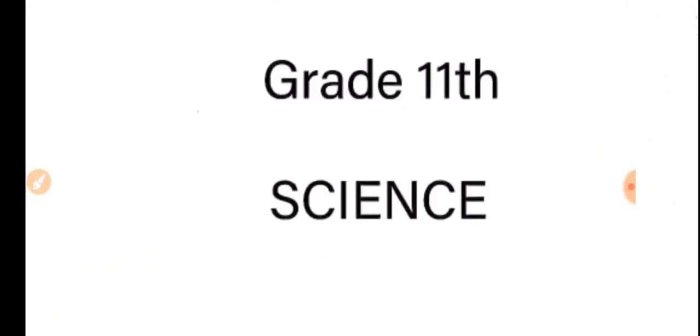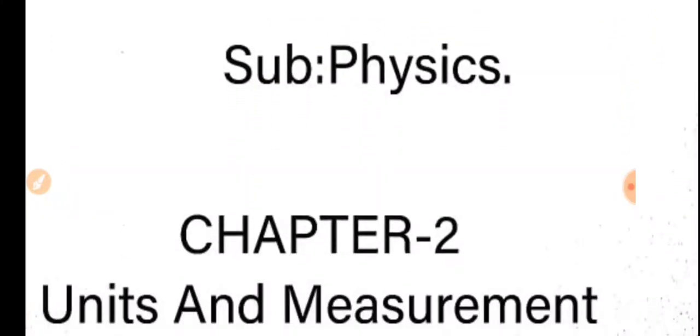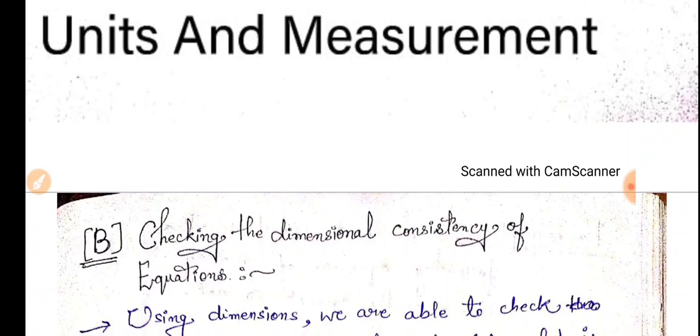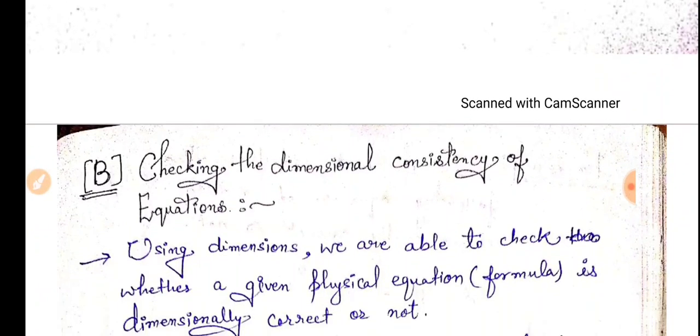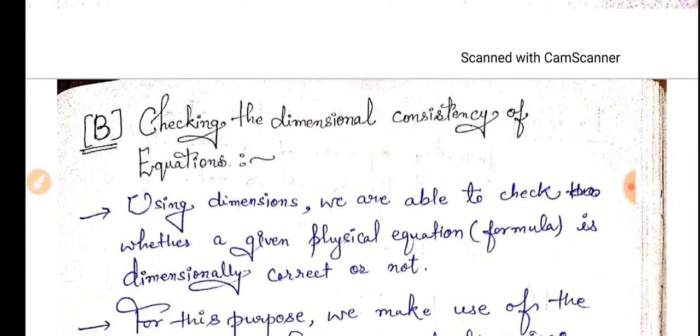Today we will continue with our chapter 2, units and measurement in physics. Under this section, we have to discuss the second application of dimensional analysis. That is, we will discuss how to check the dimensional consistency of physical equations.